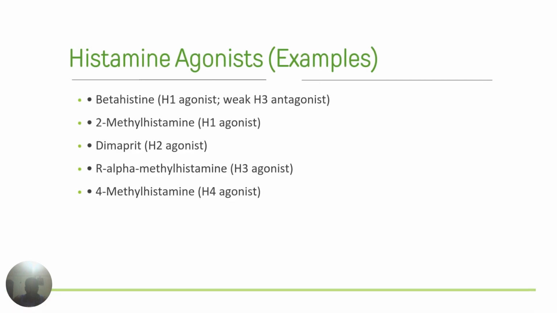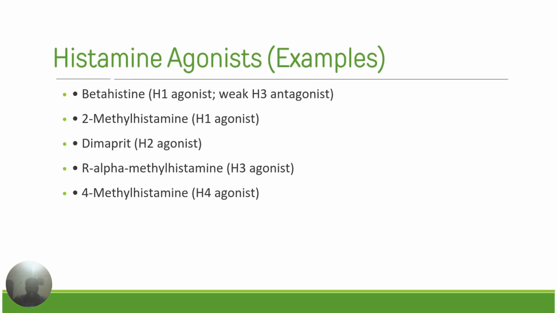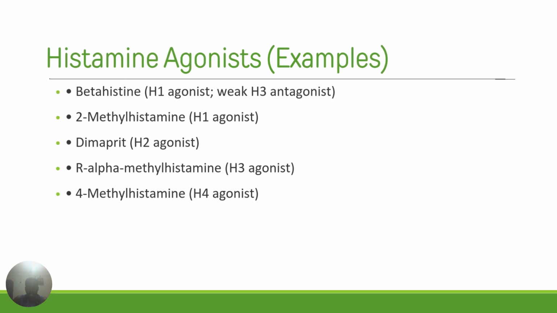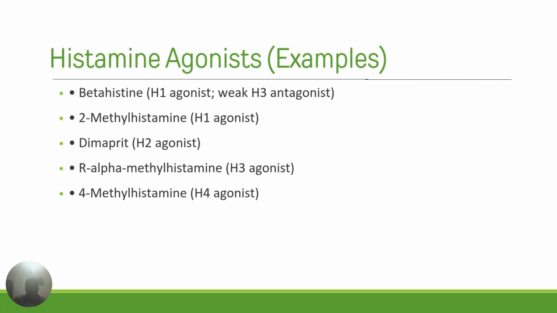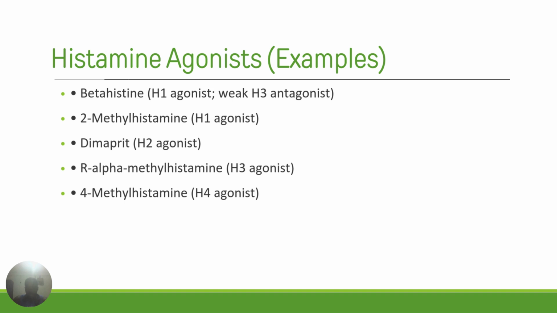Next, we will look at the agonists. Agonists are the substances or chemicals that promote the actions or the work of histamine receptors. Number one, we have betahistine. Betahistine is an agonist of H1, the histamine receptor 1, but it's also a weak antagonist for H3. Secondly, we have 2-methylhistamine, which is an agonist for the histamine 1 receptor.